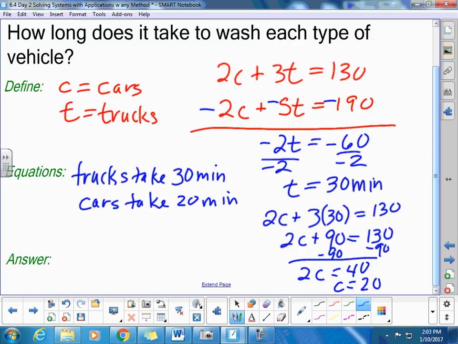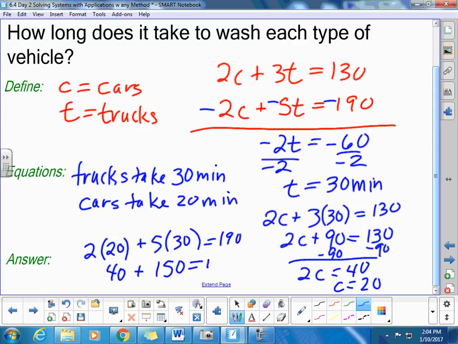Let's try it in the second equation. So the second equation was 2 times cars plus 5 times trucks is supposed to equal 190. This is 40 plus 150. And yay, that equals 190. Oops, sorry, I put my check on the wrong side, but that does equal 190, so it works out.